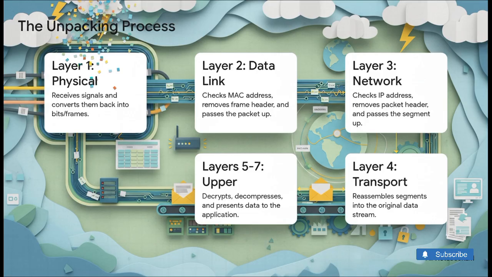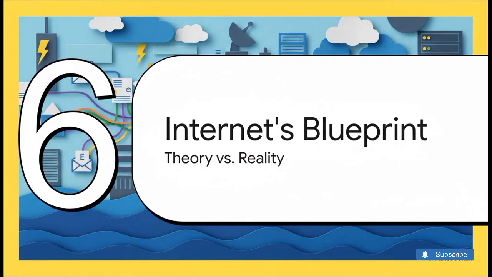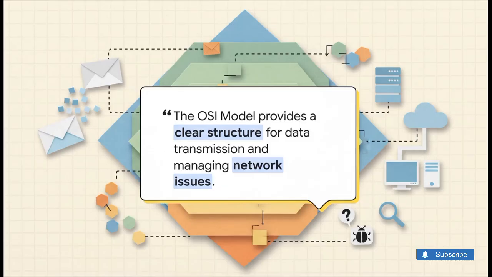It's a perfect reversal. Now, this whole layered process, it seems incredibly complex, right? But it's all based on this really brilliant conceptual framework. So let's zoom out for a second and look at the blueprint that makes all of this possible. The journey we just followed is basically described by something called the 7-layer OSI model.